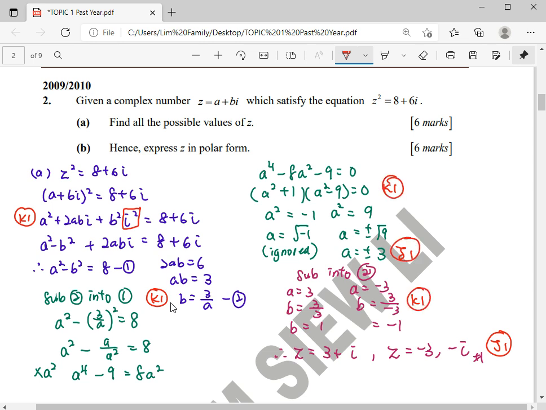So this is the 6 marks we have. So you can see very clear. How to expand we must know. How to solve simultaneous we must know. Then how to get the solution for quadratic, factorize and answer. So that will be our part A, finding the complex number.